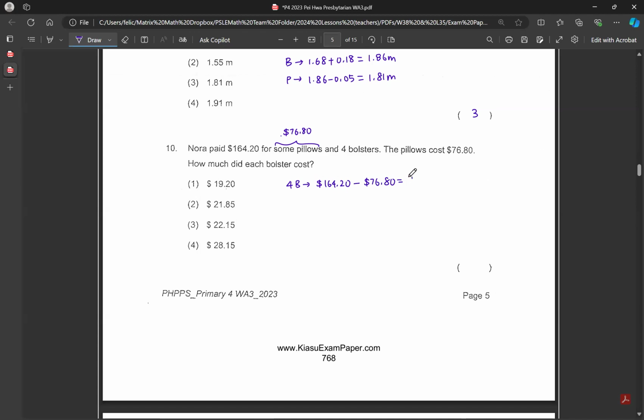So this will be $87.40. So with that, now we can find out each bolster. Just do the division. Okay. I will not show the long division because I'm assuming that most of you should know how to do the long division by now. Okay, so that will be $21.85, option 2.